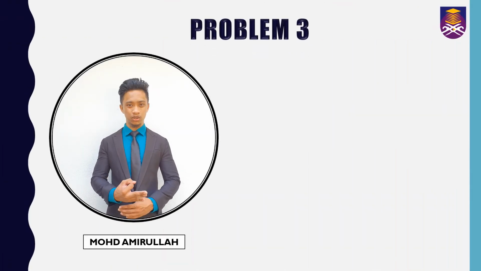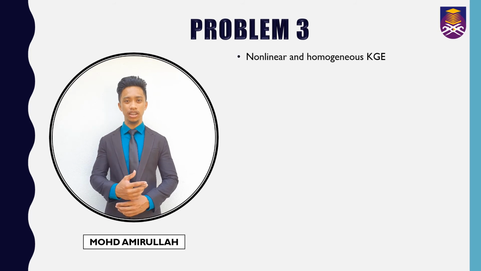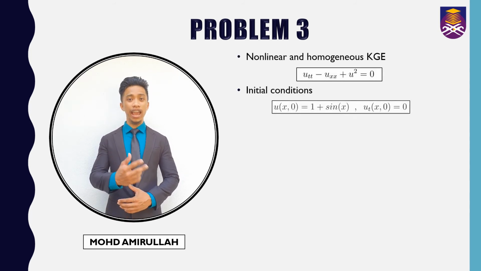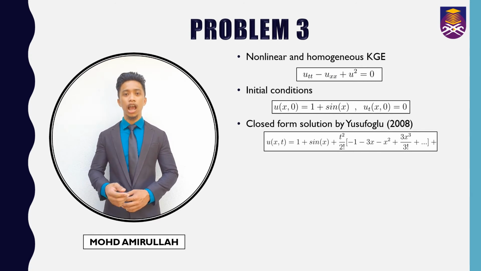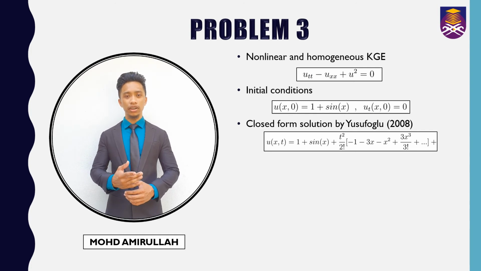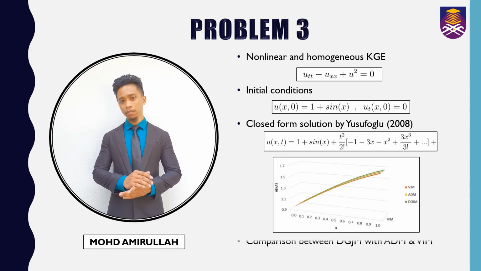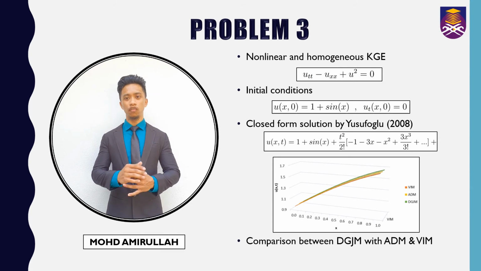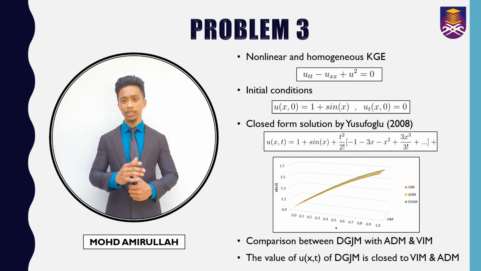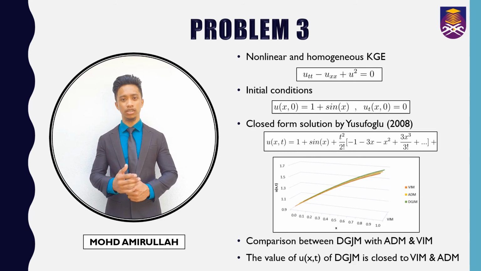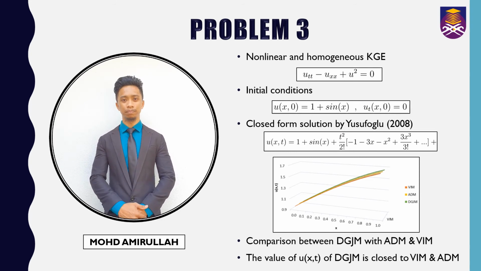Next, for problem 3, the equation is nonlinear homogeneous with initial conditions. It has the closed form solution obtained by use of Wazwaz in 2008. By DGJM, the iterations were obtained. The comparison is made between VIM, ADM, and DGJM for various values of t. For t equals 0.1, 0.2, 0.3, and x between 0 to 1, the value of u(x,t) of DGJM is close to VIM and ADM.